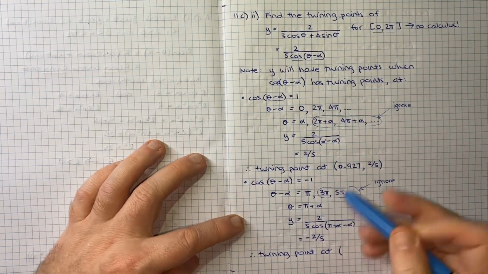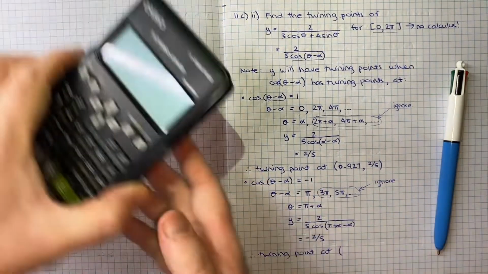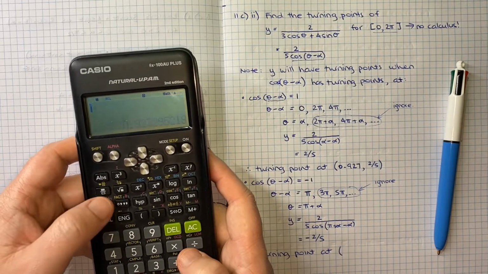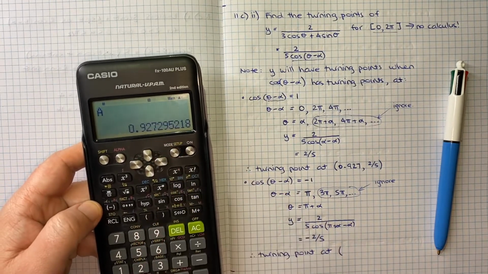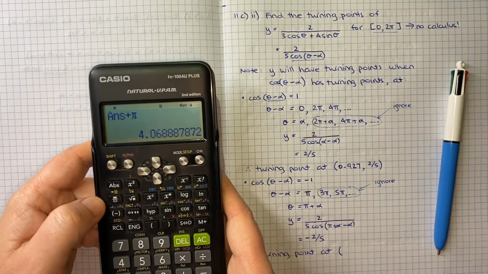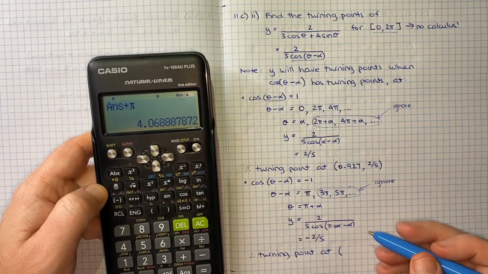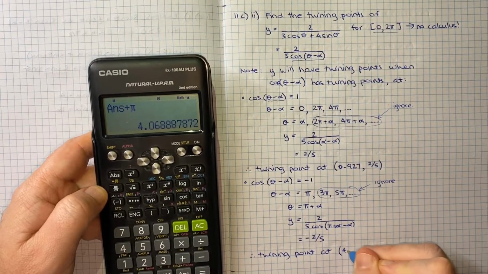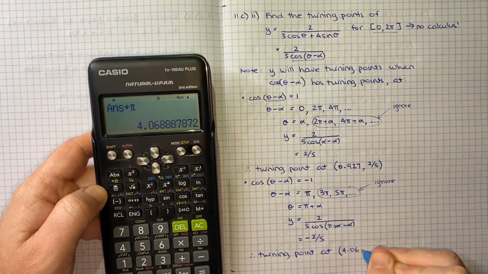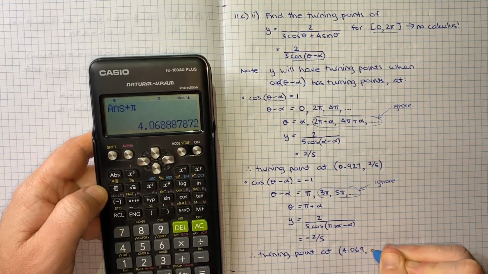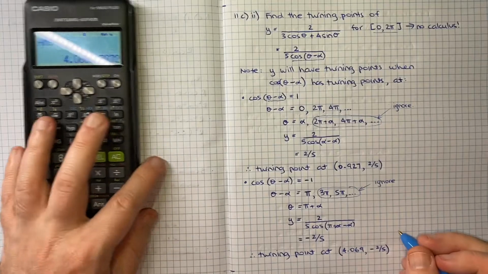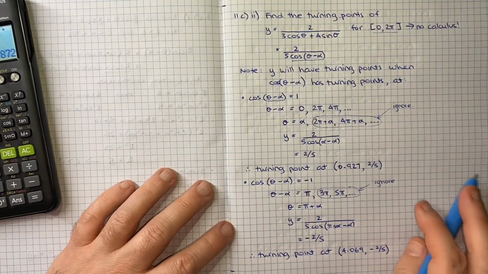pi plus alpha. So if I just get my calculator, if you've seen my video for part 1, you'll know I stored the value for our alpha. So if I add pi to that, we get 4.069 if I just stick with 3 decimal places. So 4.069 and then -2/5 as the y value. And I think that's it for that question.